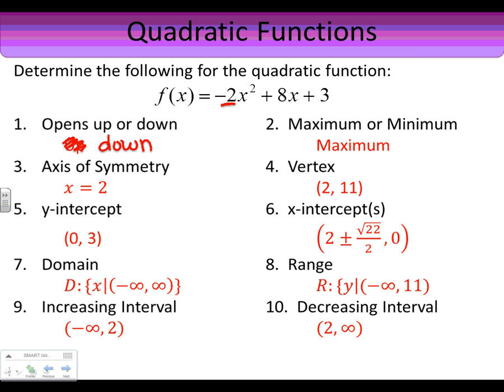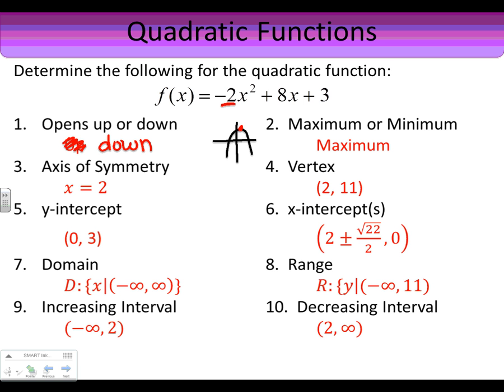All right, is it a maximum or a minimum? Since it's opening down, we're going to have a maximum value. So the parabola opens down, and our vertex is the maximum point on the graph. Our axis of symmetry was x equals 2.